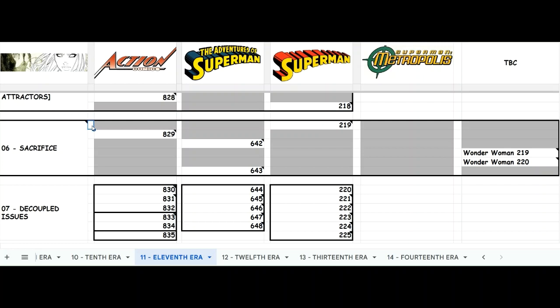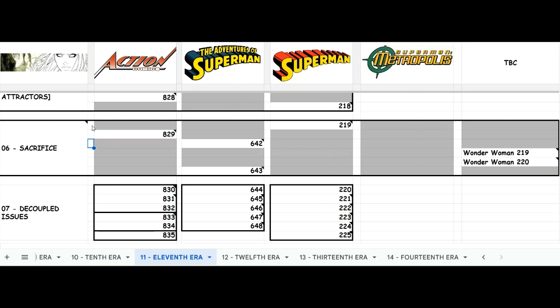The reading order is as follows. Superman 219, this is Sacrifice Part 1, branded as OMAC Project. Then we have Action Comics 829, this is Sacrifice Part 2, again branded as an OMAC Project tie-in. We then have Adventures of Superman 642, which is Sacrifice Part 3. The cover again is branded as an OMAC Project tie-in.